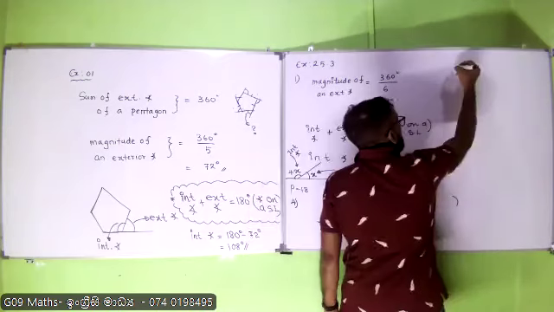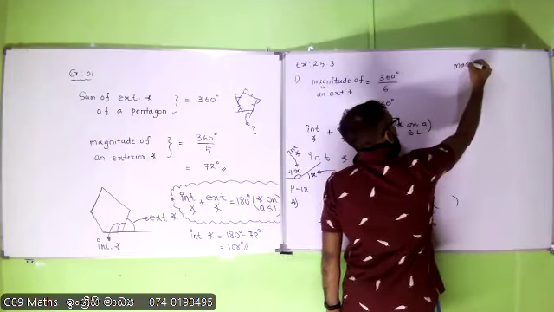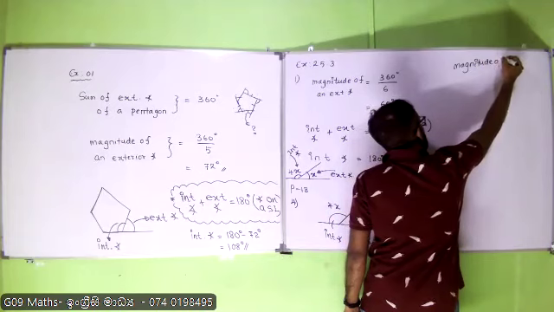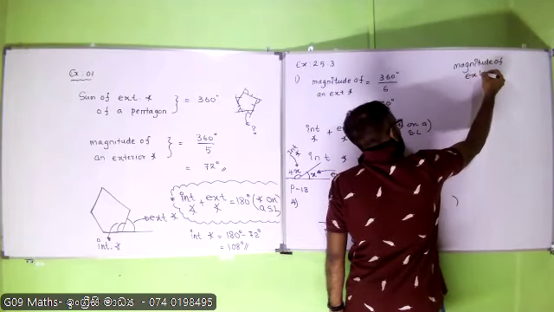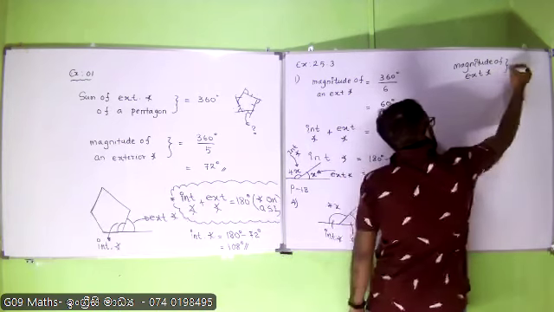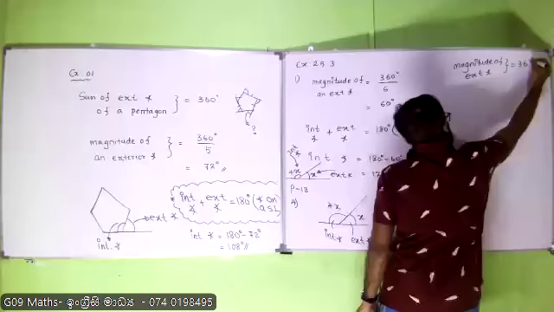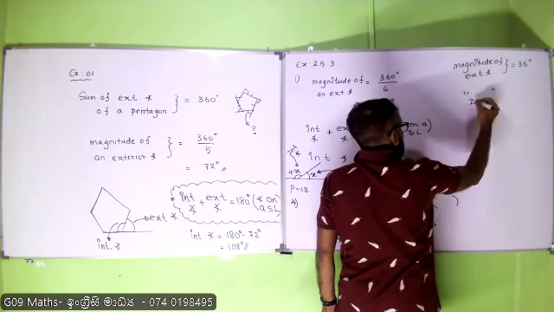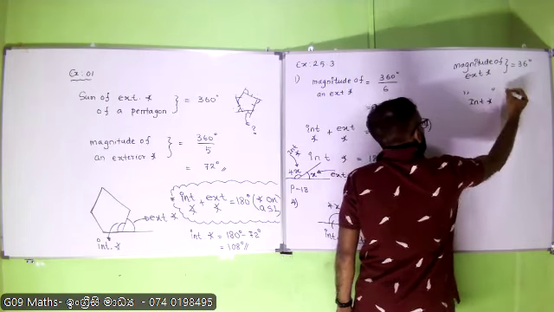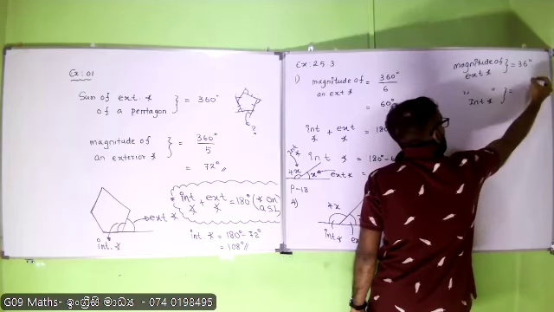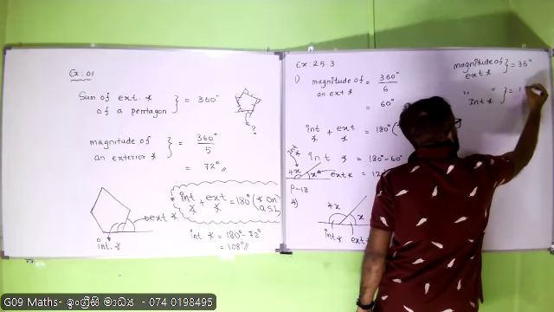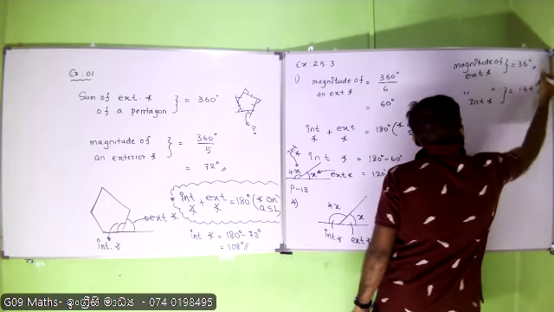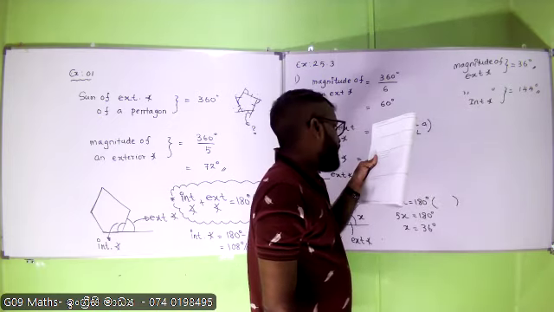So you can write the magnitude of the exterior angle: 36 degrees. The magnitude of the interior angle is 4 times that. 4 times this means 144. Now they are asking for the number of sides of the polygon.